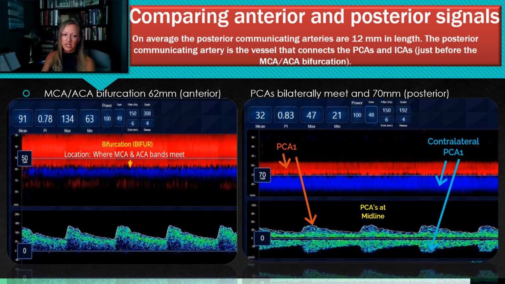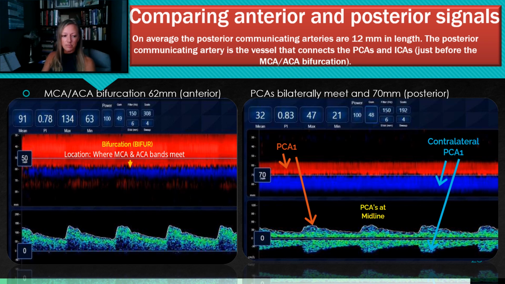Big red, 30 to 60. Now the PCA has a lower mean velocity of 32, and you can see that little red band, and it is a bit deeper, as you can see on your M mode. It's going from 60 to 70, where it's meeting your contralateral PCA. So we have the depth here on the right at 70 millimeters, which is the midline of the head in this patient, and you can see the bilateral PCAs' P1 segment there in the spectrogram.